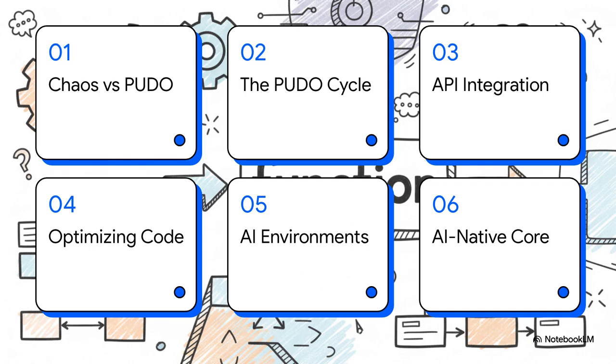And just like the methodology we're about to explore, we're keeping things highly structured today. We'll be moving through 6 main parts. First, chaos coding versus PUDO. Then, the 4-step PUDO cycle itself. After that, real-world API integration, optimizing source code, setting up AI environments, and finally, the core AI native philosophy.